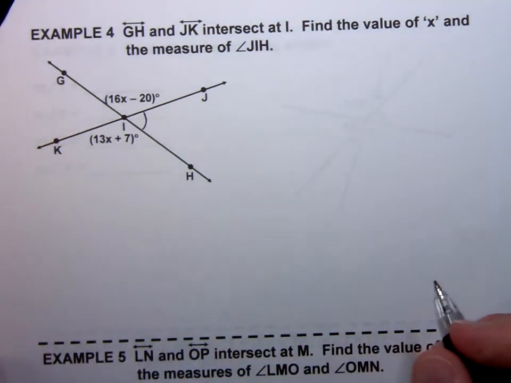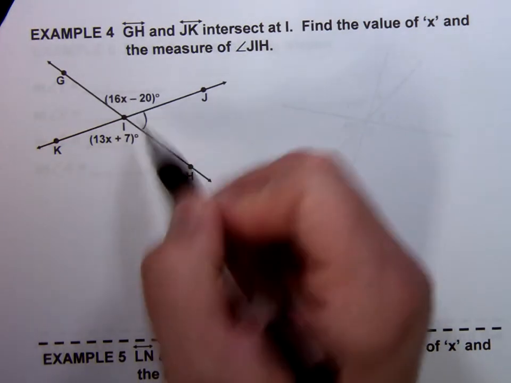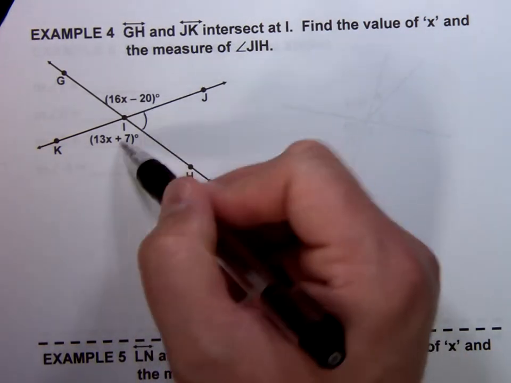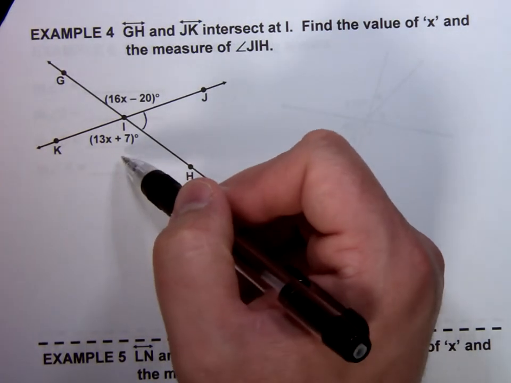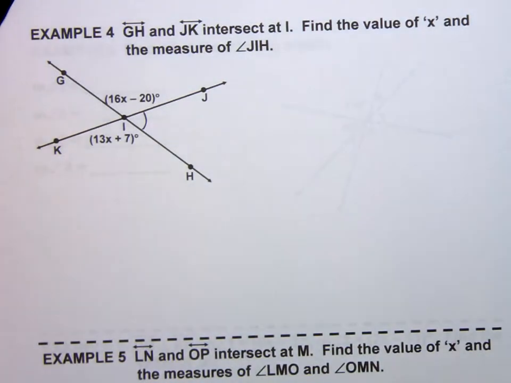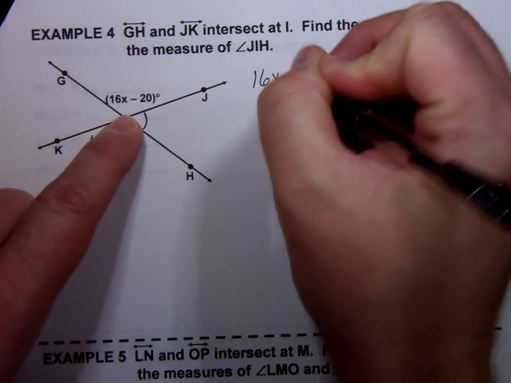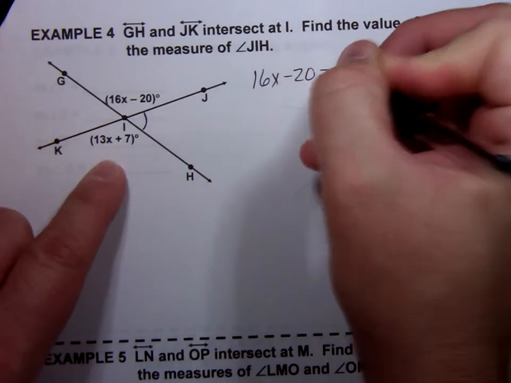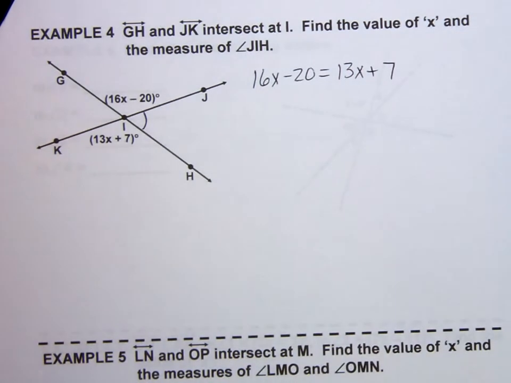So first, we have expressions for angle GIJ and KIH. And you should recognize that those are vertical angles. And we learned vertical angles are congruent. Congruent means equal measures. So anytime we have things that are congruent, we set them equal to each other. So I know that 16x minus 20 is equal to 13x plus 7.